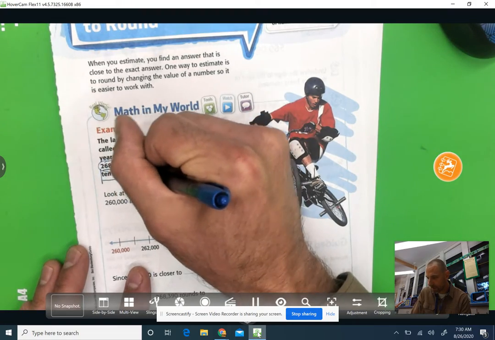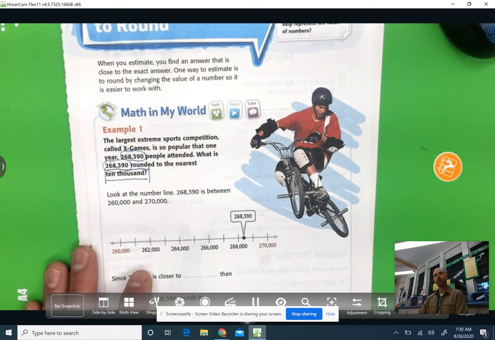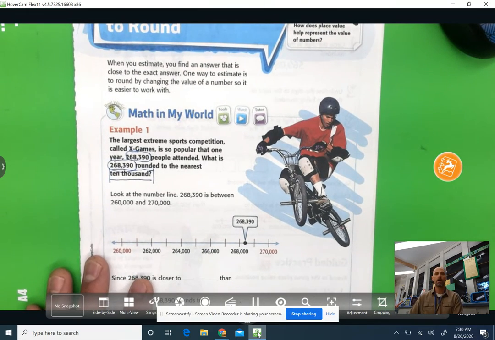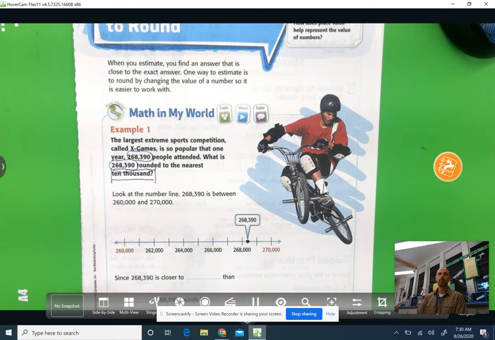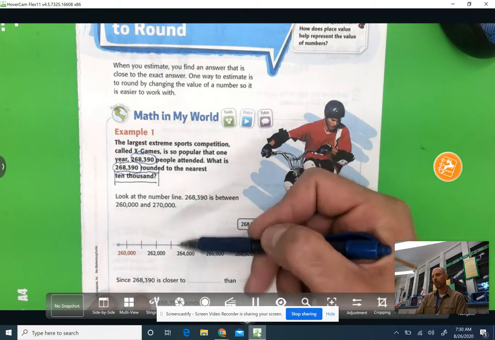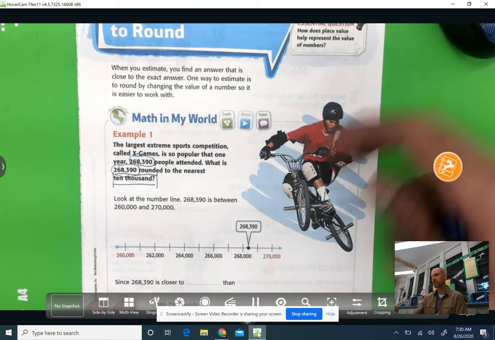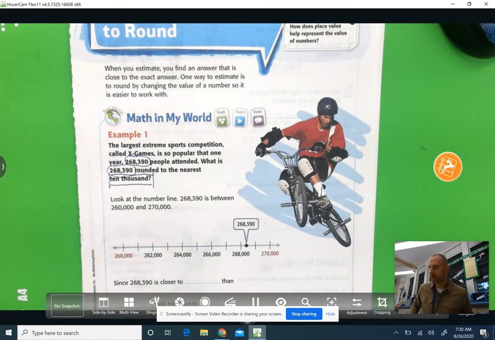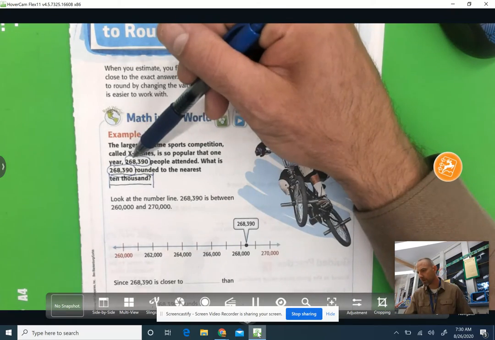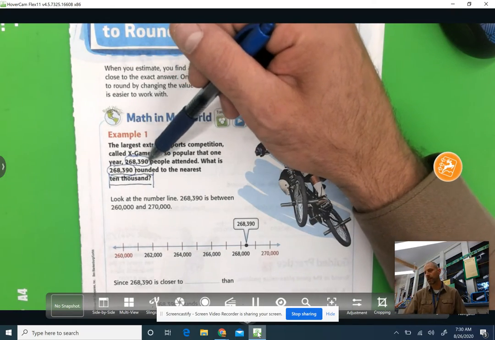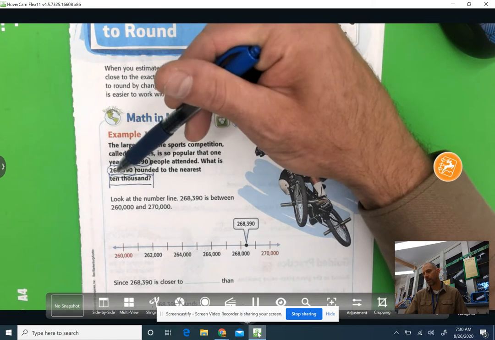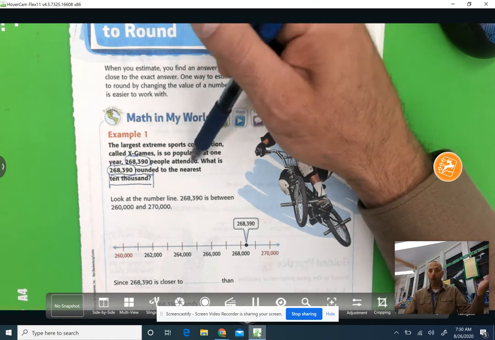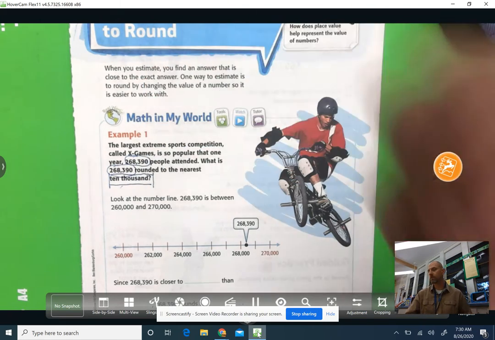Okay, so that's a keyword we can box using cubes, going straight into this word problem about extreme sports and the X Games. And the amount of people that go to the X Games. So we're using this word problem as a way to jump into rounding. And look at these numbers here, 268,390. Okay, and then 268,390 rounded to the nearest 10,000.